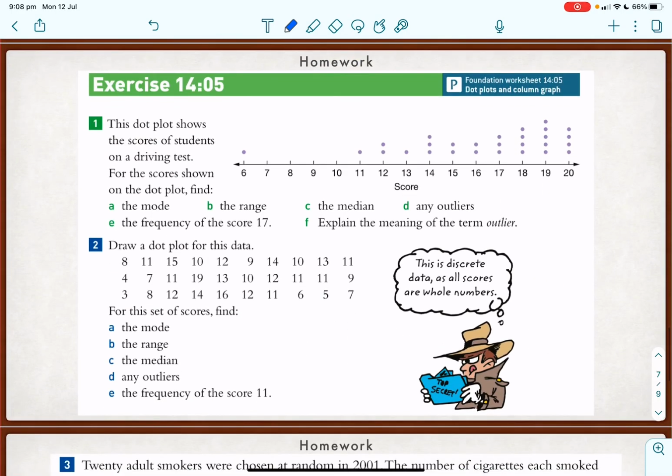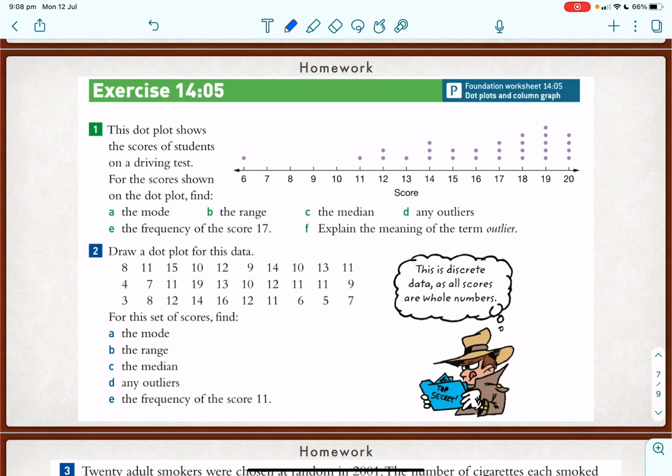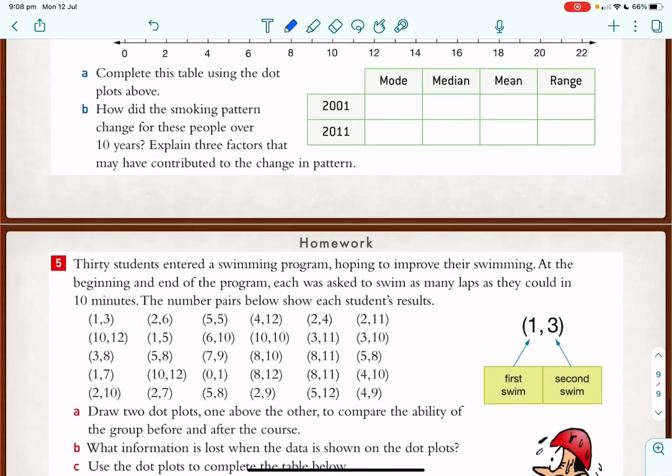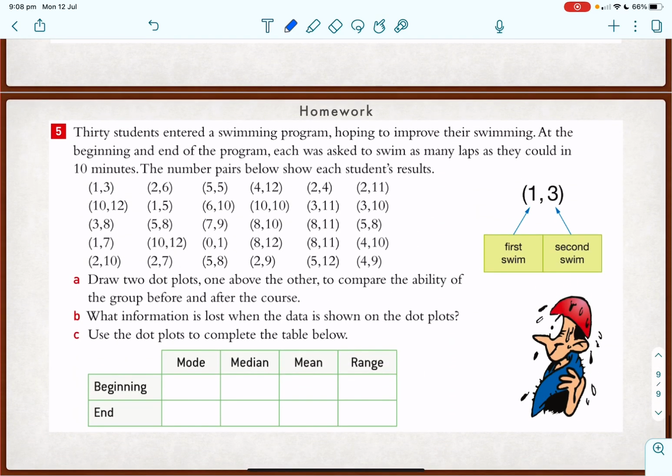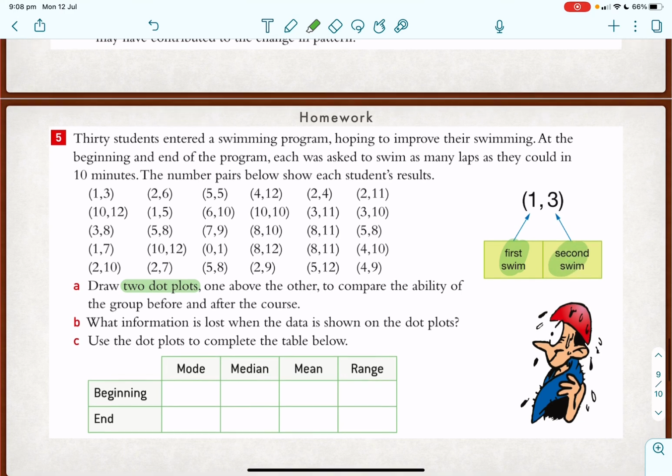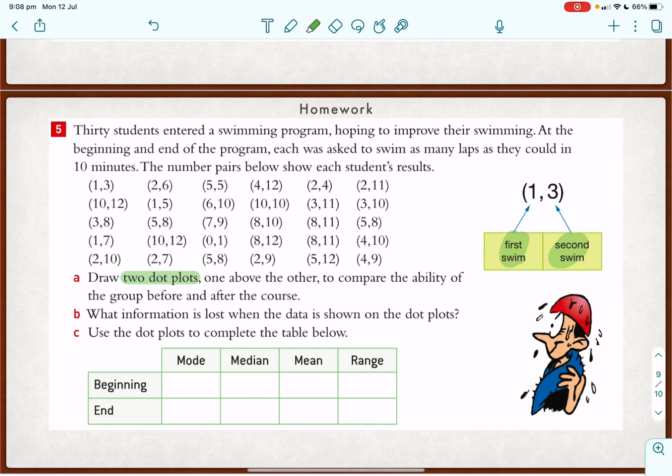This is from the textbook. Exercise 14.5. You can find the answers in the back, but I recommend you do it yourself first, and then have a look at the solution. 3 questions. No, sorry, make it 4. The last one asks you to do 2 dot plots. So 1 for the first swim, the second one for the second swim. Read the first set of numbers first and do a dot plot, and then use the second set and do another dot plot.